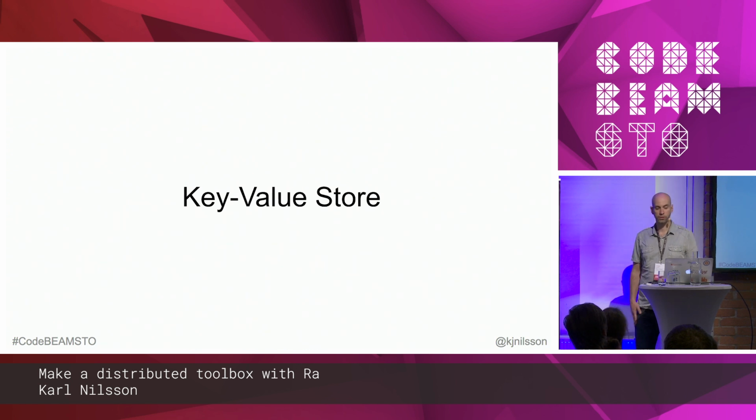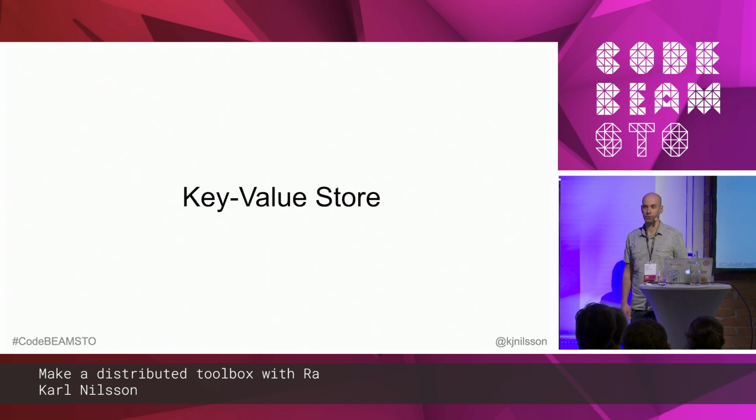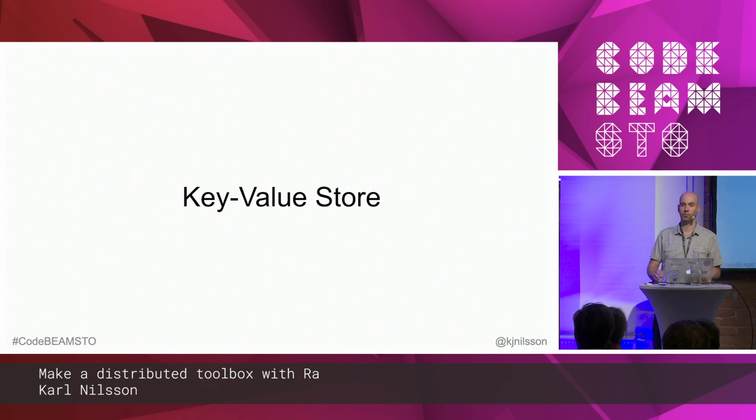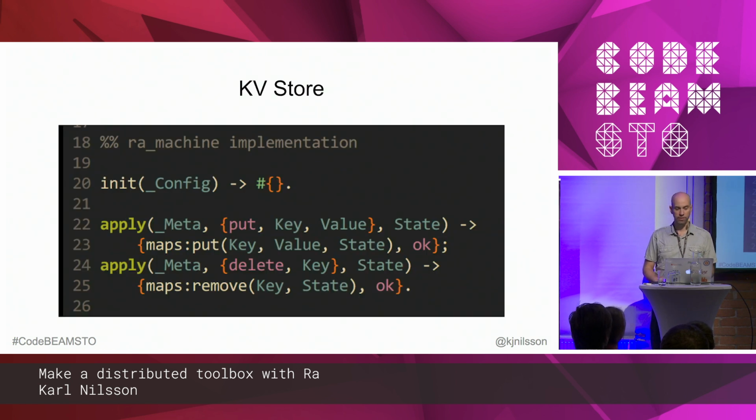Right, so the first tool is kind of the hello world of replicated state machines. It's a key value store. It's a useful tool, but it's the simplest one. So in Ra, the key value store looks like this in terms of the Ra machine behavior implementation. It's not a lot of code. We're actually able to fit all the code for it on a few lines.